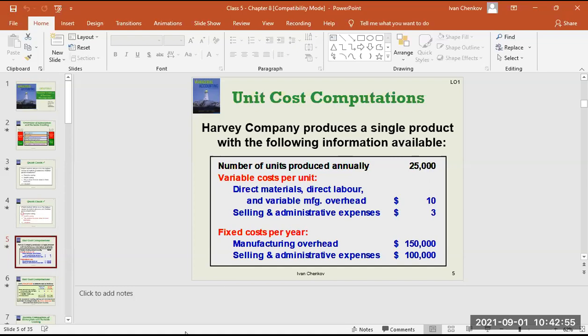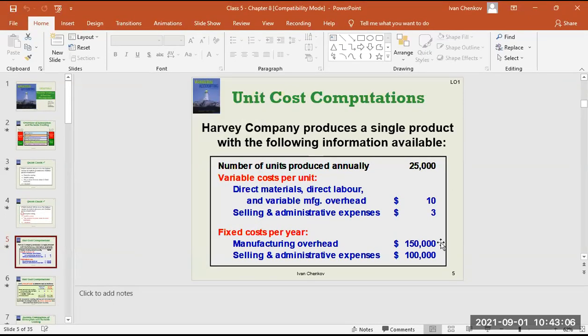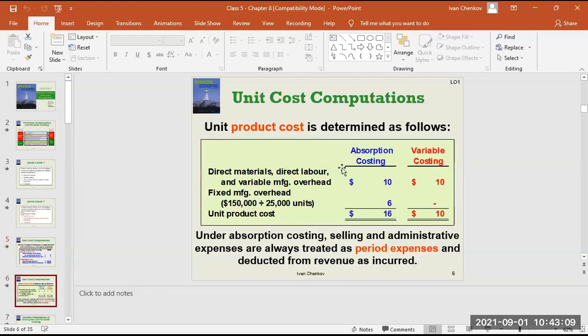Who's going to tell me? $6. How did you get it? 150 divided by 25, right? Yes. Perfect. So the fixed component here is $6. So let's calculate the product cost. Absorption, again, is going to include direct material, direct labor, variable manufacturing overhead, plus the fixed manufacturing overhead, which is $6, so the product cost will be $16. Under variable costing, the product cost will be only $10. Why? Because we're not including those $6 in the product cost. Those will become a period expense.